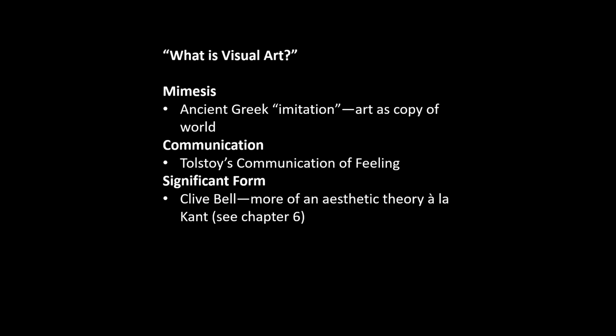But first off, there's the ancient Greek version of mimesis, basically mimicry, that art is an imitation or copy of the world. There's Tolstoy's version from the 19th century, which I particularly like, which is that art communicates the artist's feeling to another person. The significant form version is from the early 20th century.